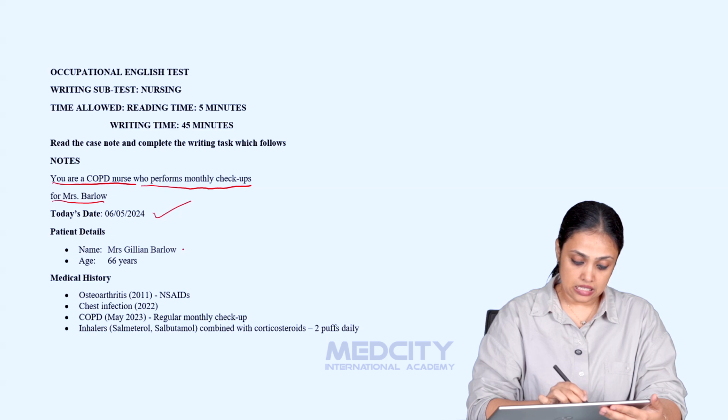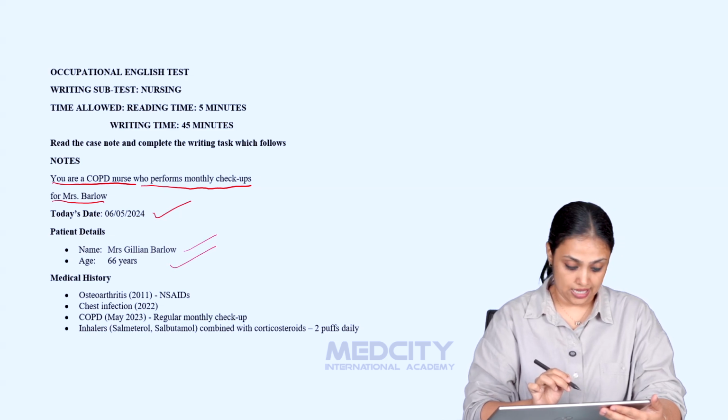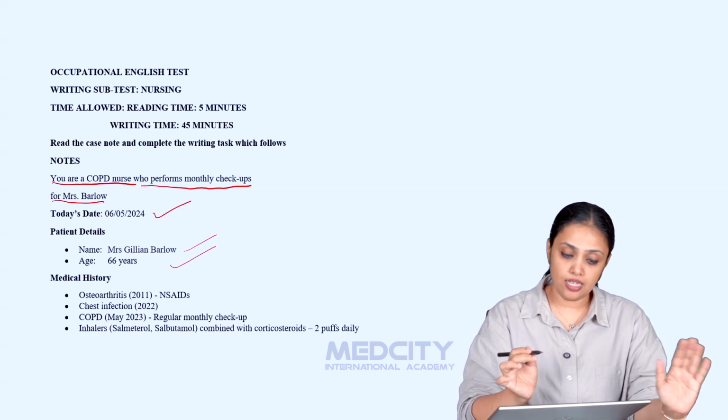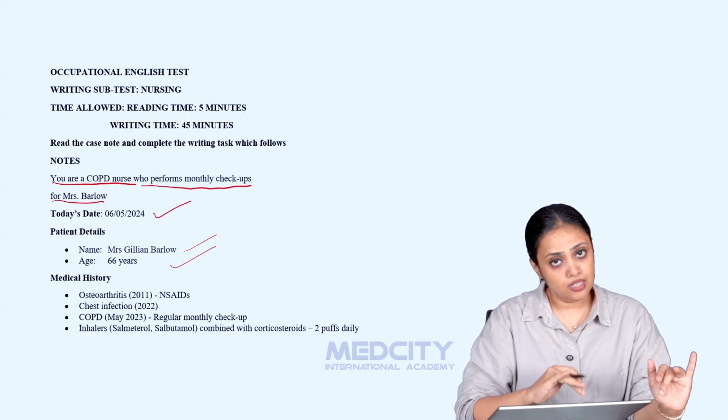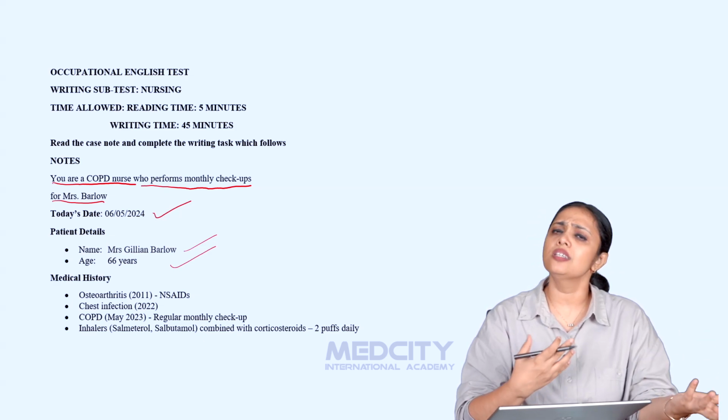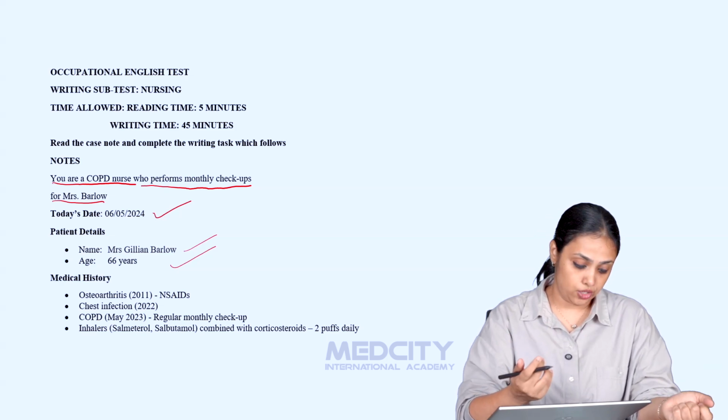Then patient details, name, age, both are relevant. If date of birth was given, then we would be considering date of birth. If date of birth is not given, then we'll consider age. If both are given, let's go for date of birth because that is more accurate.